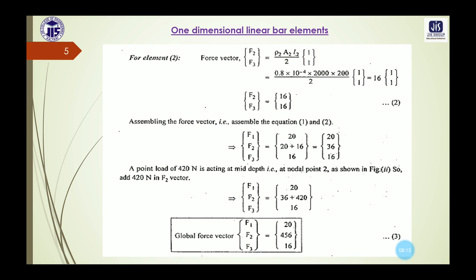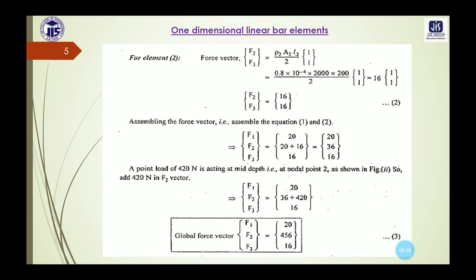Next, in this similar manner, we need to find the body force vector for the element 2. And corresponding to the element 2, we have two different nodes, which are node 2 and node 3. So that means in the left hand side of this equation, we need to write the column matrix of F2 and F3. These correspond to node 2 and node 3 of the element 2.